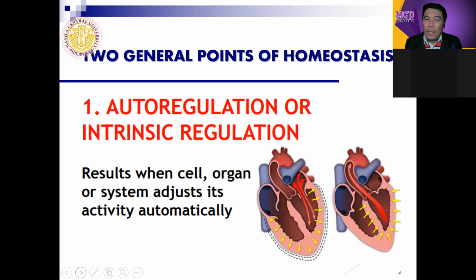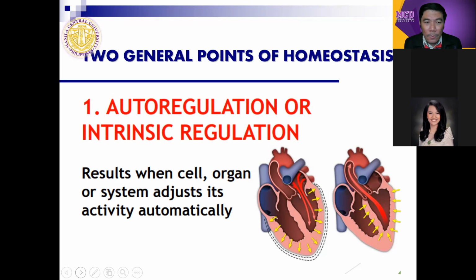Can you give an example? Digestive, po. Okay, digestion cannot be controlled. Come again? The heart, po, the pumping of the heart. Okay, that is also correct. Thank you, Miss Sipin. The continuous contraction of the heart is definitely an intrinsic regulation.